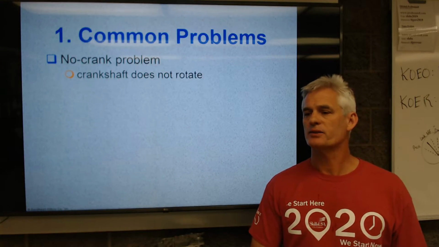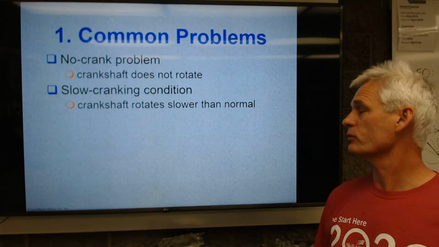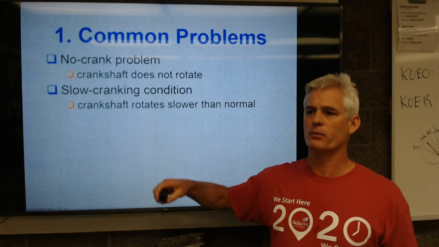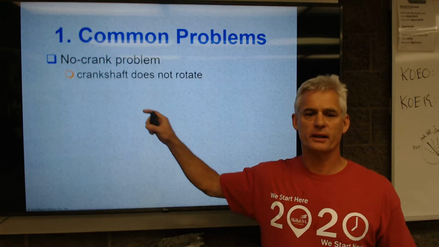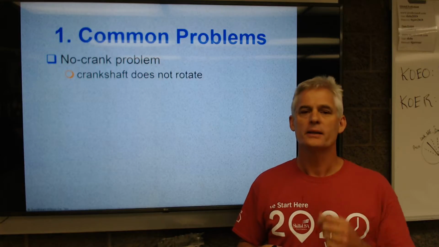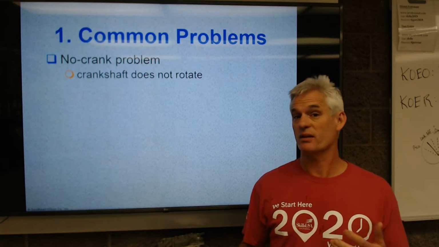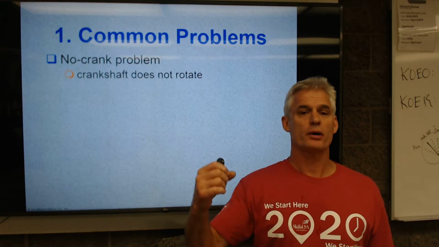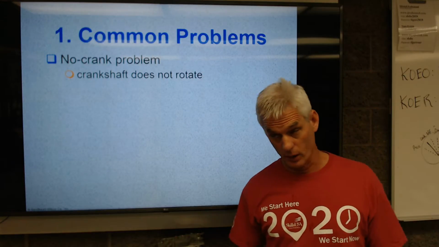Second scenario is a slow cranking condition where the crankshaft rotates slower than normal. And I just want to back up for a moment here and say that when you have a no crank problem, the first thing you're thinking about is, okay, what's the condition of the battery? Do I have battery power? Secondly, do I have lights on the dash? If I have lights on the dash, is the theft light flashing fast? So maybe I tripped the alarm. Is it in park or neutral, or do I have the clutch fully depressed, etc.? So those are some of the things that we're going to look at.